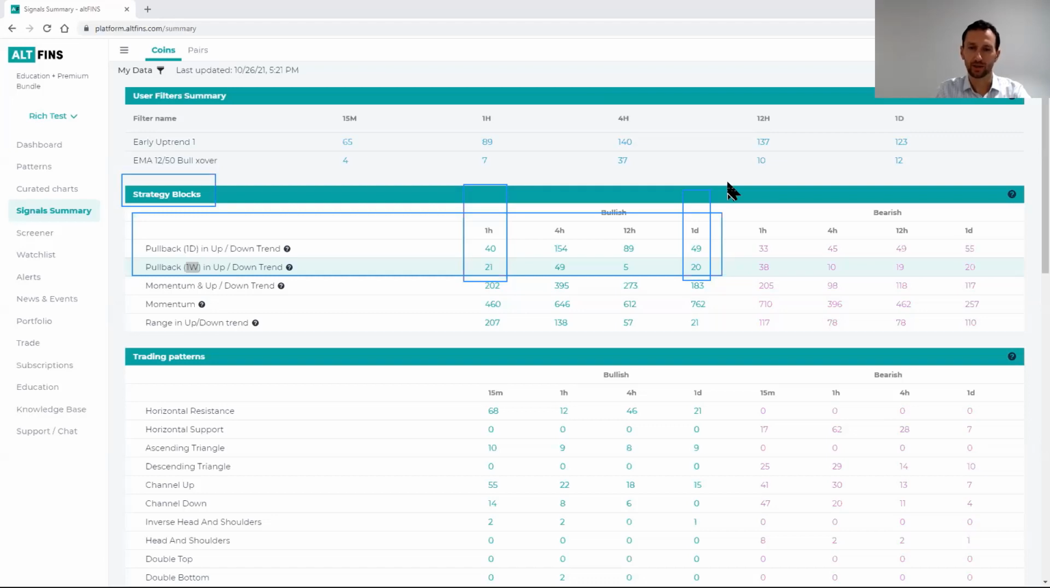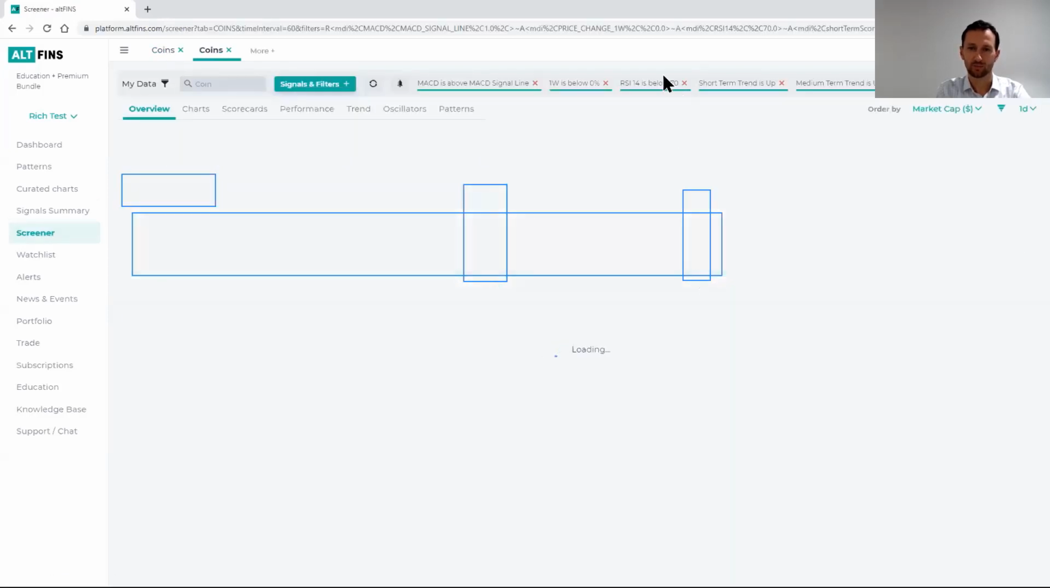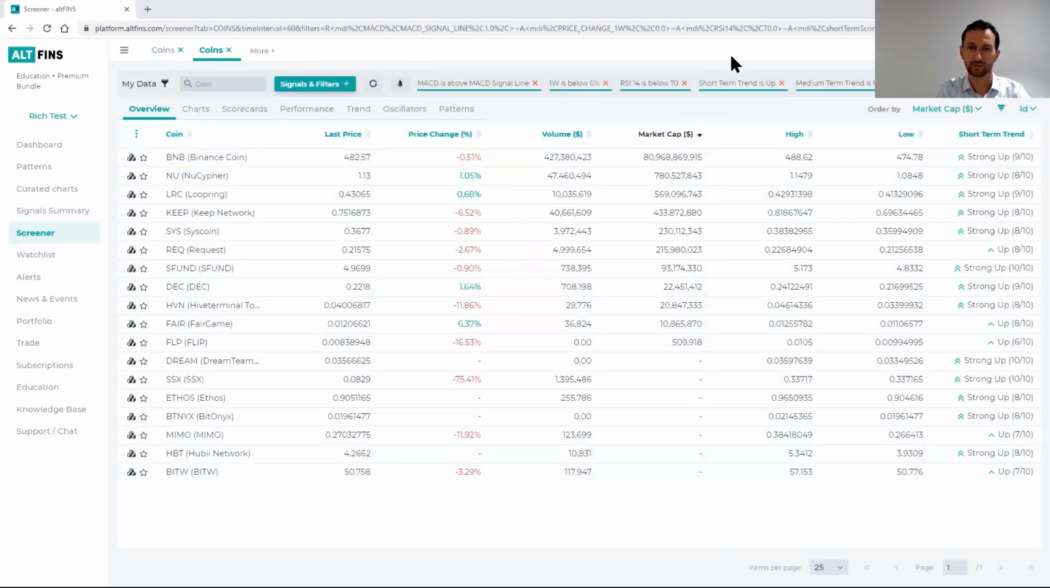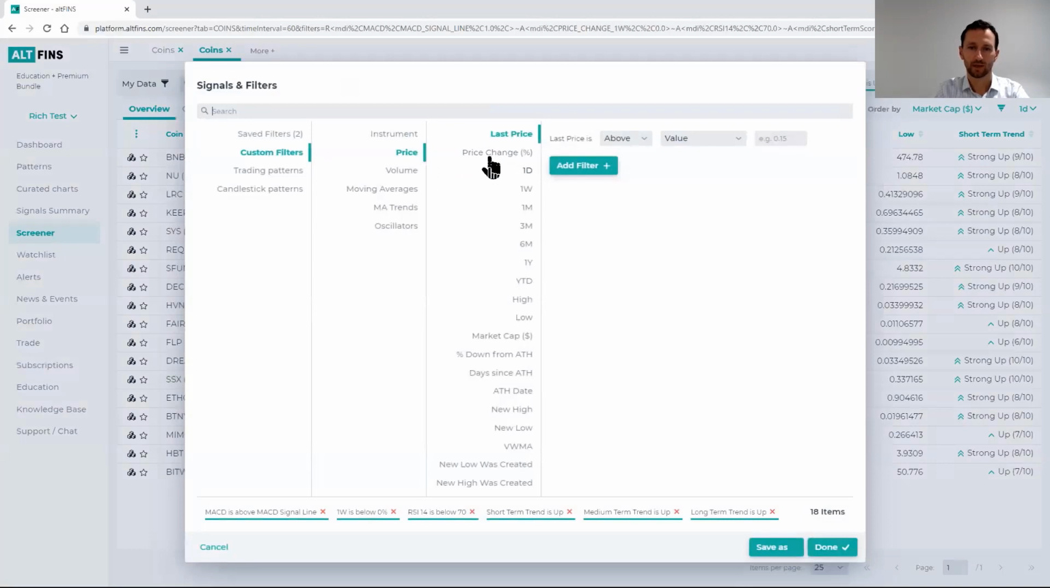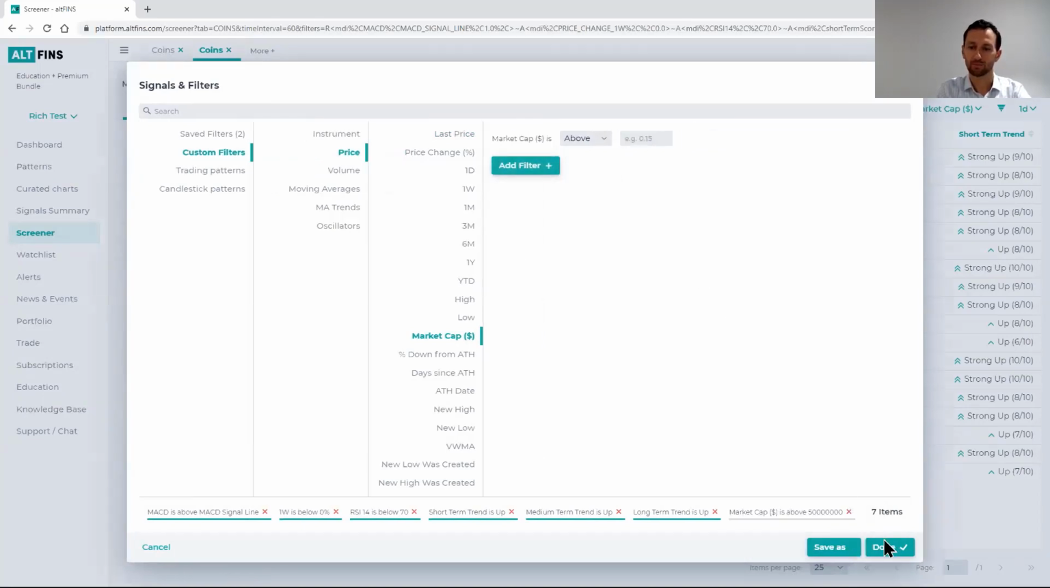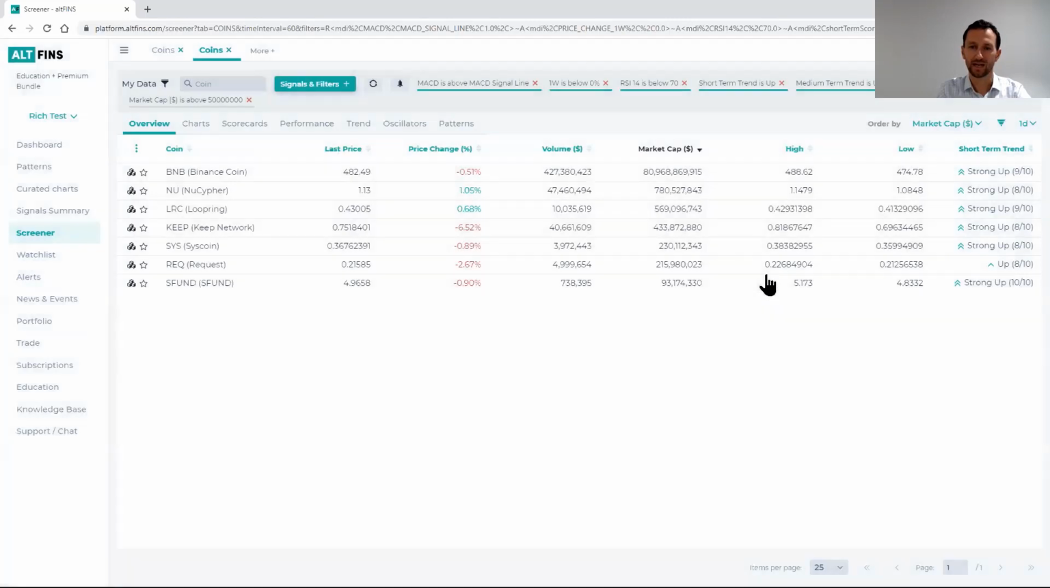So let's go ahead and click on the second one. Let's see what happens, what kind of results we get. Now here again, I would probably modify this result by saying I want a minimum market cap so we don't get a bunch of tiny little caps. All right, so we're down to 7 items. All right, let's take a look.